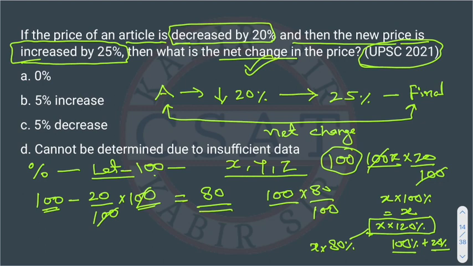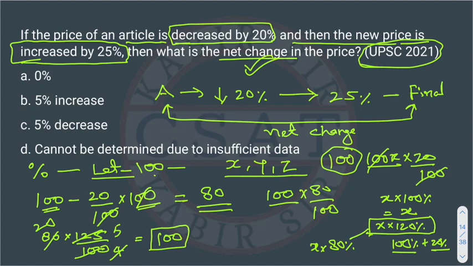So the price is 80 rupees. Now this 80 rupees price, later what happened? There is an increase of 25%. So what we can directly write? 125 upon 100, right? So we can cancel this. So what's the final price? 100 rupees. So 100 is the final price and initial price was also 100.